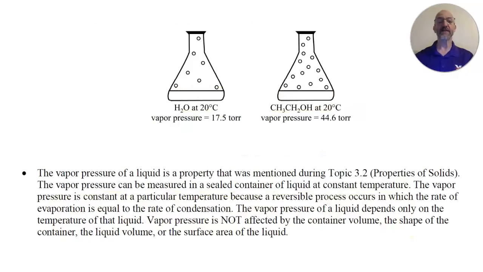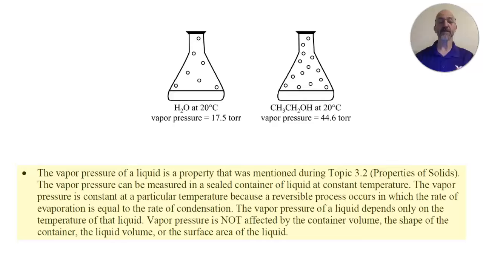And now just a few comments about vapor pressure. The vapor pressure of a liquid is a property that was mentioned during topic 3.2, properties of solids. The vapor pressure can be measured in a sealed container of liquid at constant temperature. The vapor pressure is constant at a particular temperature because a reversible process occurs in which the rate of evaporation is equal to the rate of condensation. The vapor pressure of a liquid depends only on the temperature of that liquid.